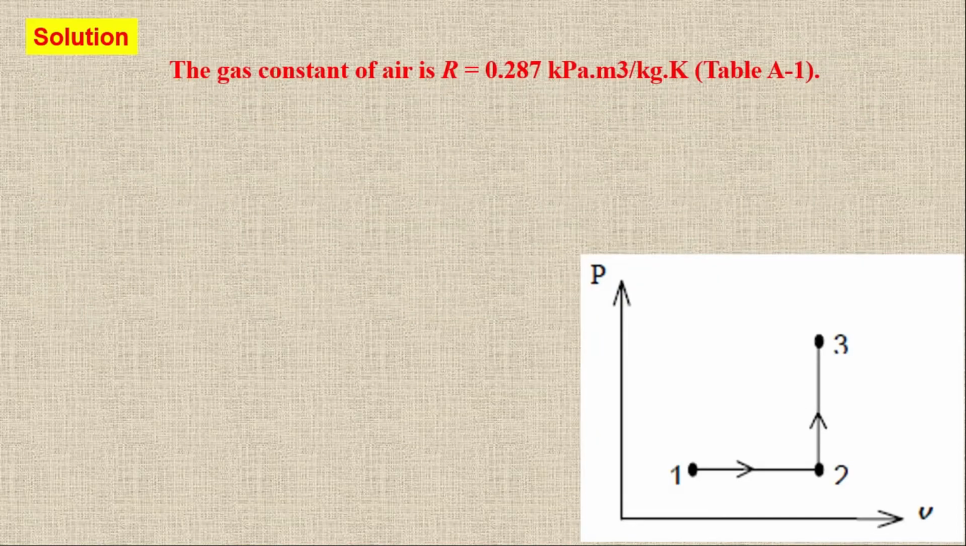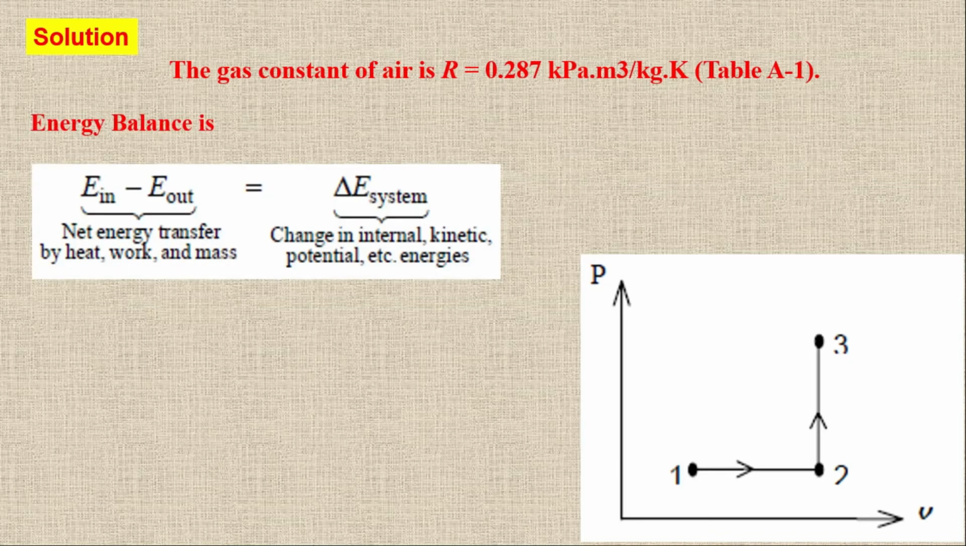Here, if I write down the energy balance, it will be: energy in minus energy out equals delta E system. From table A1 you can check the value of R, which is the gas constant. We cannot use the universal gas constant because we are not dealing with molar mass, but rather with mass, so we have to use the gas constant. The gas constant for air is simply 0.287 kilo.